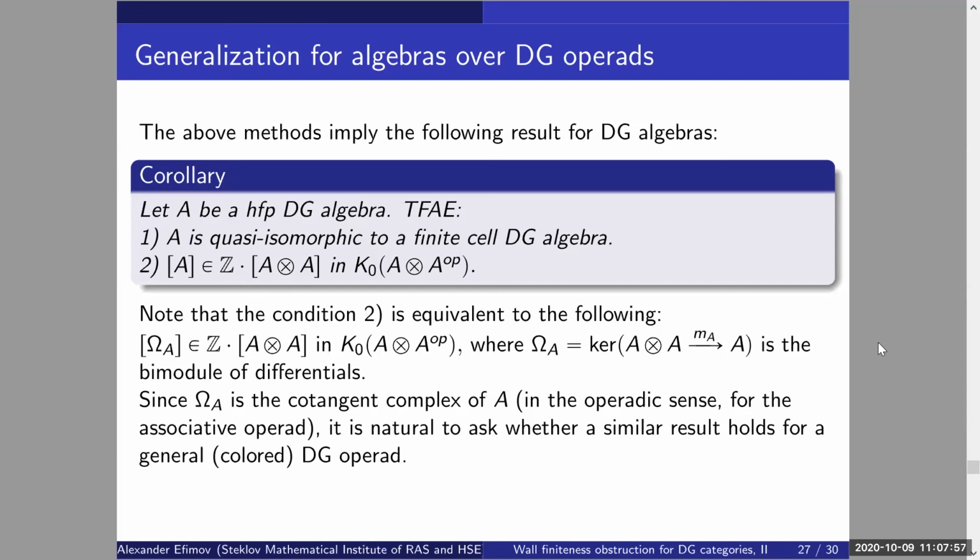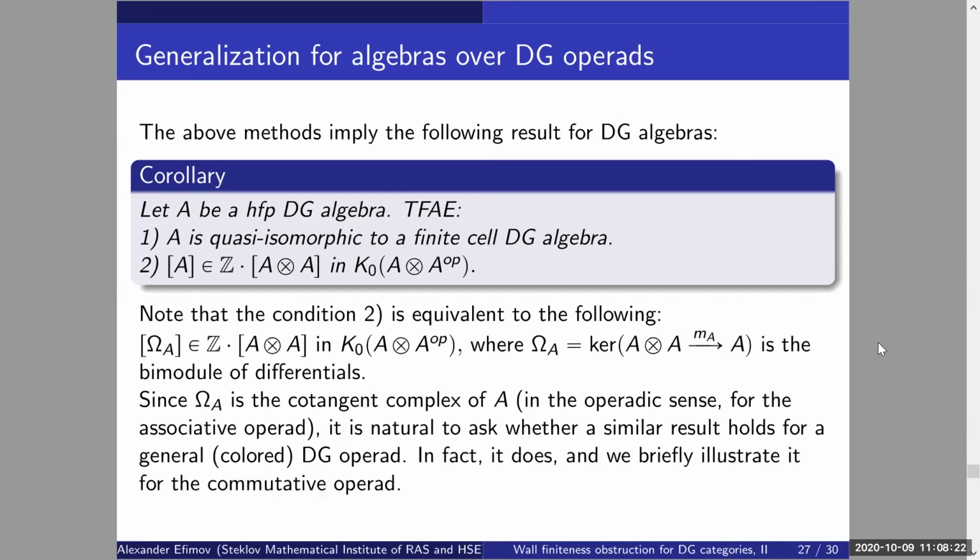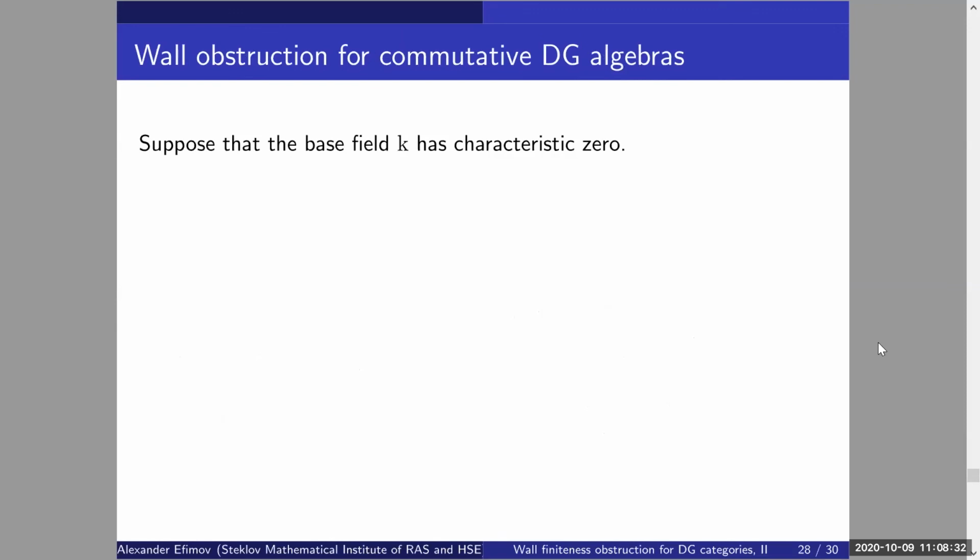This omega A is a cotangent complex of A in the operadic framework. So consider A as an algebra with the associative operad. This is the cotangent complex. And then you can just ask whether the same holds in the more general case of just any colored DG operad with some standard assumptions. In fact it does, and I will briefly sketch how it works for the commutative algebras.